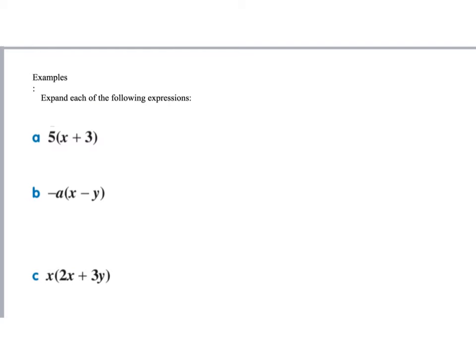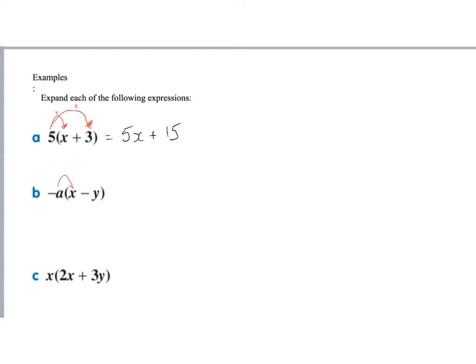So with expanding, all we need to do is make sure we're trying to get things out of the brackets. So what you've got to remember is that whatever you have in front of the brackets, so the 5, we need to multiply that by the x and also multiply it by the 3. So therefore we're going to get 5 times x, which is 5x, and then 5 times 3, which will give us 15.